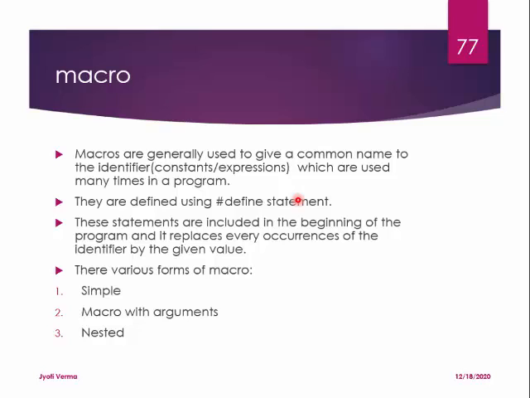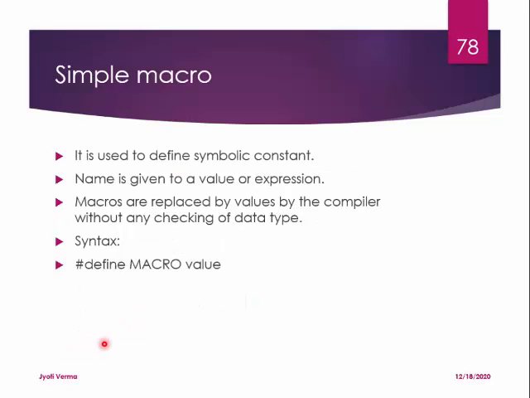Hash define से आप क्या define कर सकते हो, macro define कर सकते हो. These statements are included in the beginning of the program, and it replaces every occurrence of the identifier by the given value. यानी जहाँ पर भी आपने macro लिखा है, उस macro की जगह पे क्या substitute हो जाएगा, value substitute हो जाएगी. There are following forms of macro: simple macro, macro with arguments, and nested macro. Simple macro. It is used to define symbolic constant. Symbolic constant means what? Name given to a value. Wherever you are using the name will be replaced by a value.